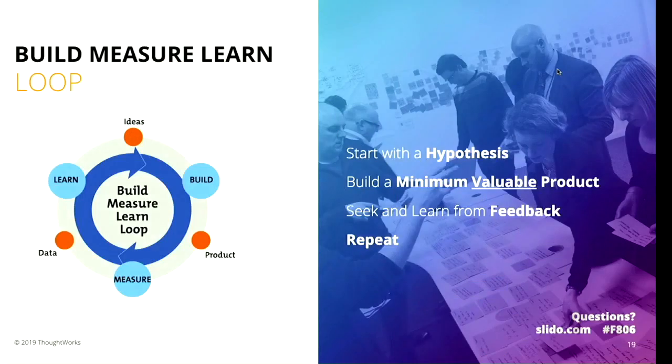Okay, so how do you get there? How do you get to deliver something small but of value, which is really important? You start with this build, measure, learn loop. You start with the hypothesis of what you think would be valuable to your user. You build a minimum valuable product. And you may have heard of this thing called a minimum viable product. The focus here is on value, not on what's viable. You get that into the hands of a customer, you seek feedback, and then you learn from the feedback. And you repeat that, and on and on and on.